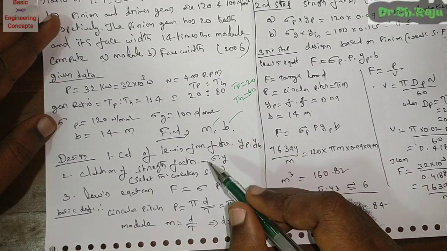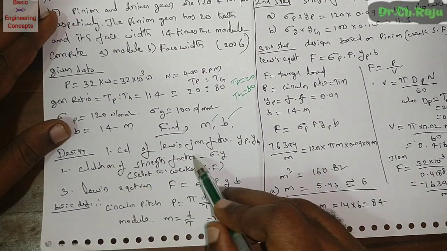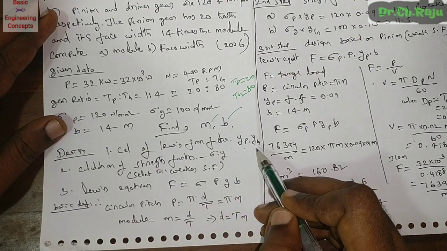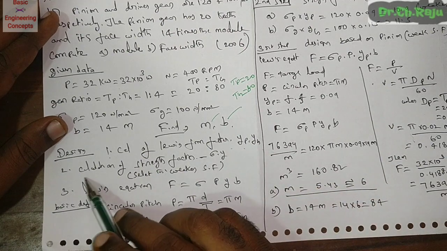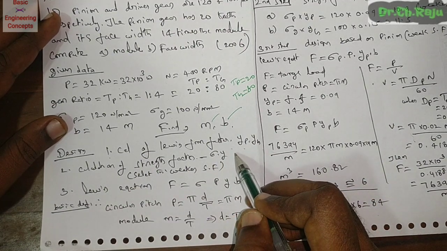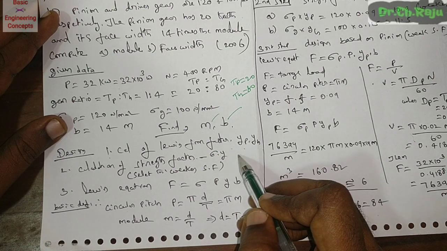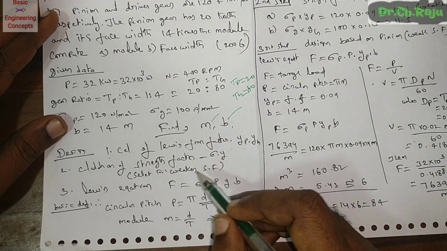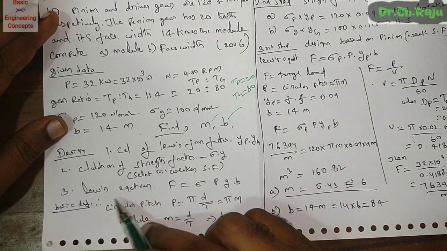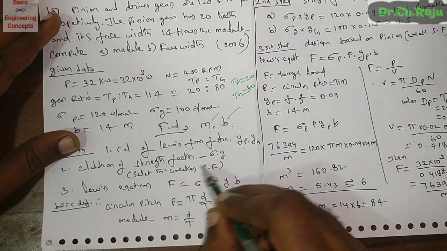The design of a spur gear involves, first, calculation of the Lewis form factor, that is YP and YG for pinion and gear, and second, calculation of the strength factor, that is sigma into Y. Based on the strength factor we select the design. The third step is the application of the Lewis equation.